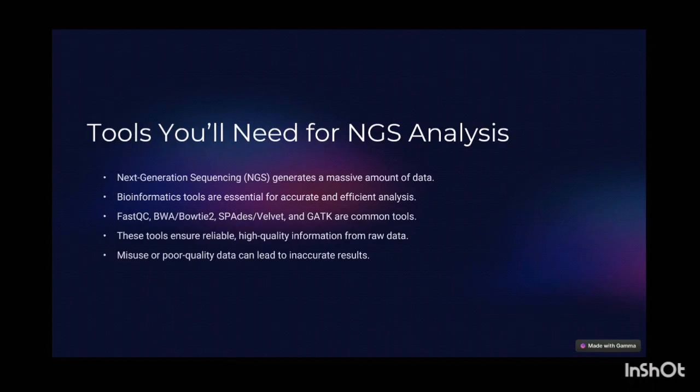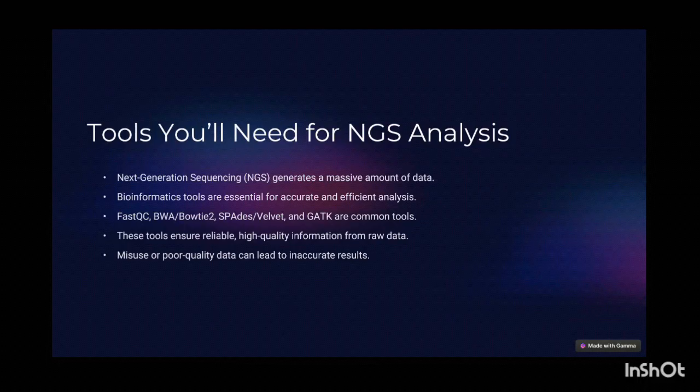Next are SPAdes and Velvet. Sometimes you might be working without a reference genome. In that case, SPAdes and Velvet come in handy for de novo genome assembly. They help you piece together the genome from scratch, just like completing a puzzle without a reference picture. This is especially useful for studying new organisms or environmental samples.